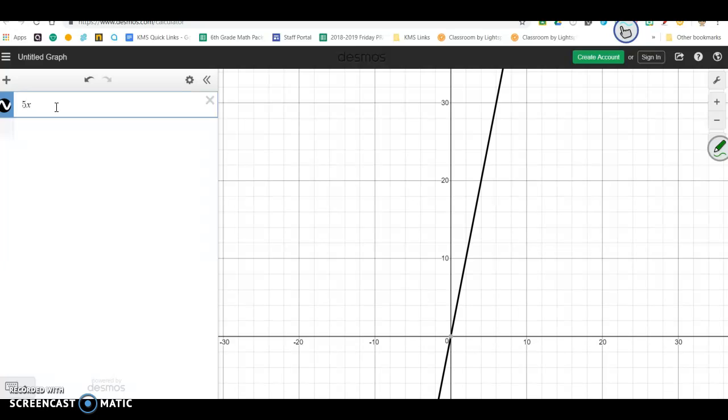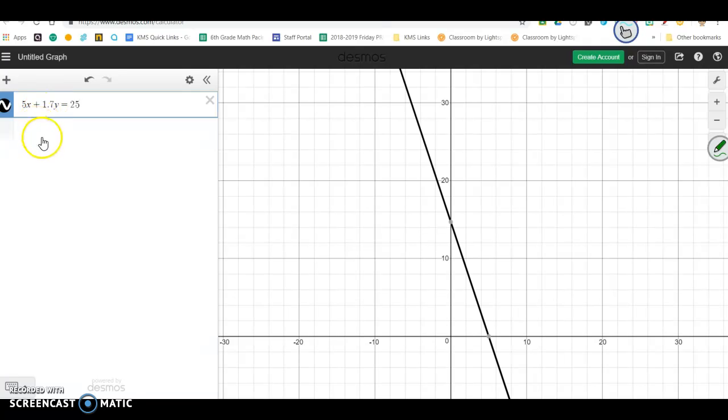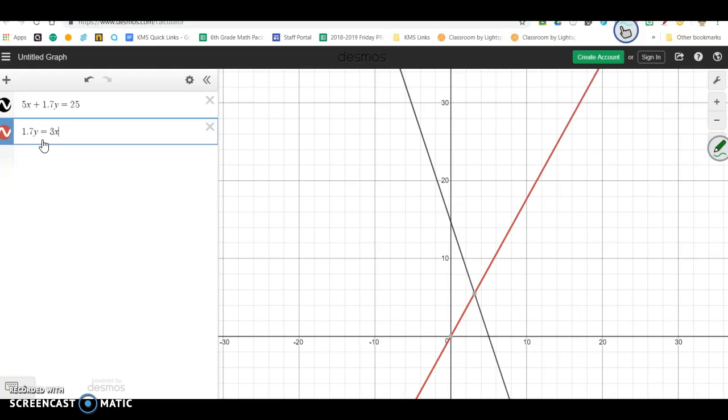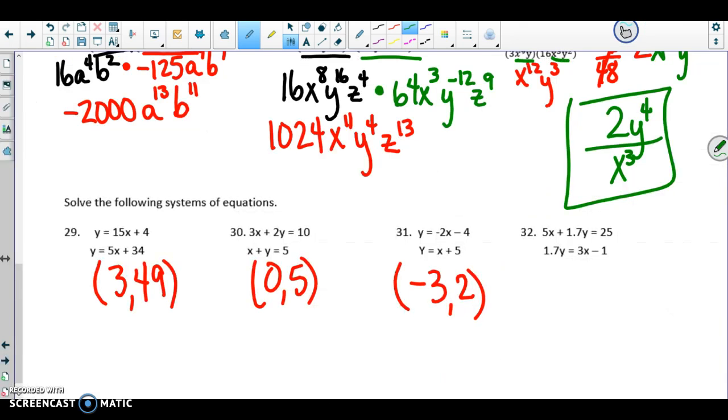I have 5x plus 1.7y equals 25. And we have 1.7y equals 3x minus 1. And our solution is right there. Make sure I typed it in right because that looks kind of weird. So yeah, I typed it in okay, so we're good. So 3 1/4 and 5.147. So 3 1/4, 3.25, and 5.147.